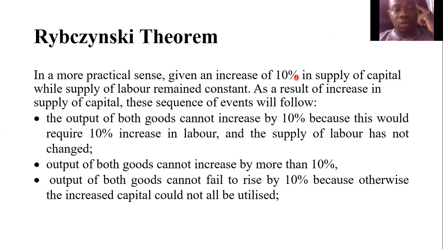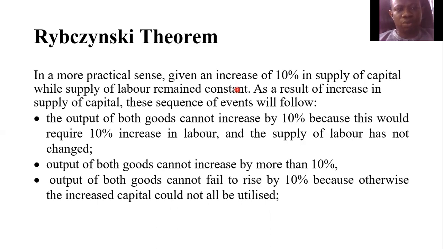we are looking at a situation where the supply of capital increases by 10%, while the supply of labor remains constant. That's just a hypothetical situation. As a result of the increase in the supply of capital, we are looking at the sequence of events if there's a 10% increase in the supply of capital and the supply of labor remains the same. What are those sequence of events that we are likely to witness? That's what we are contemplating now.